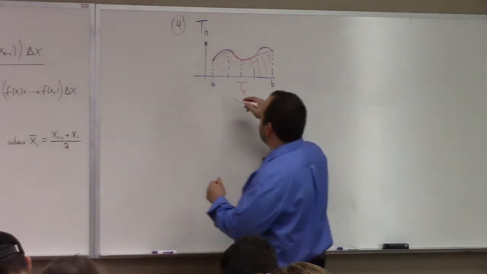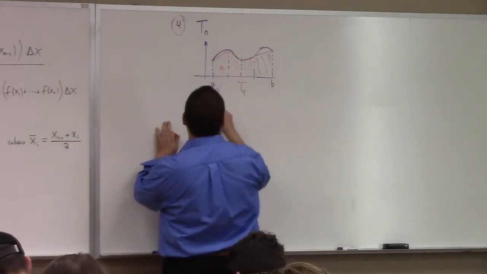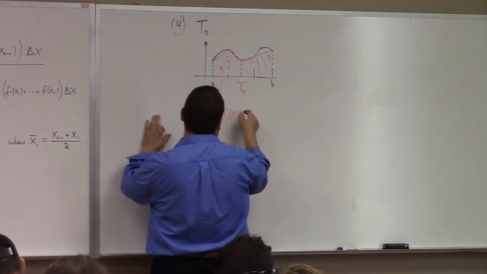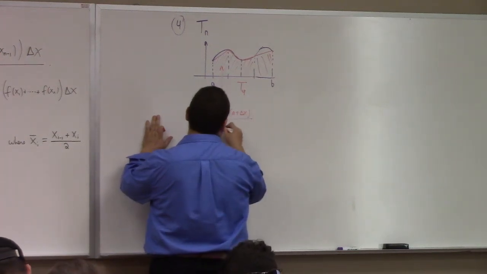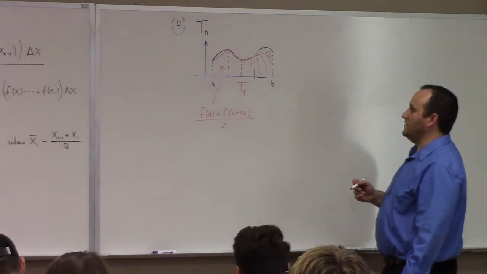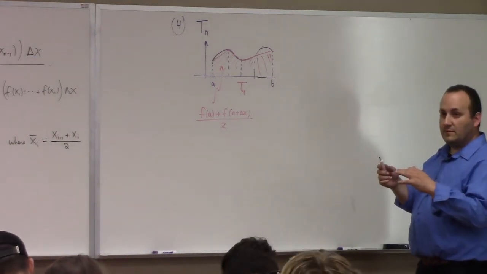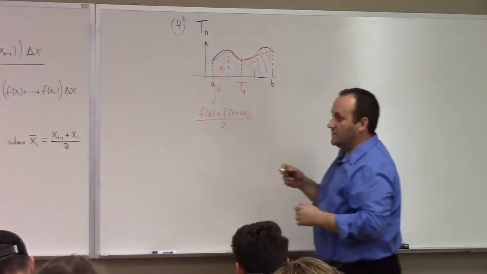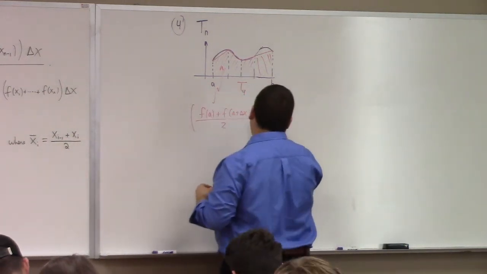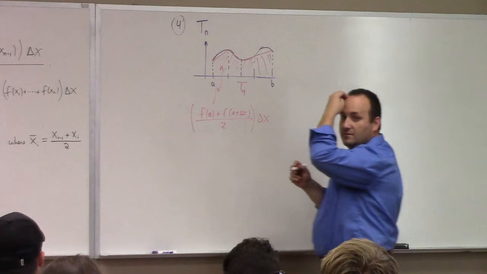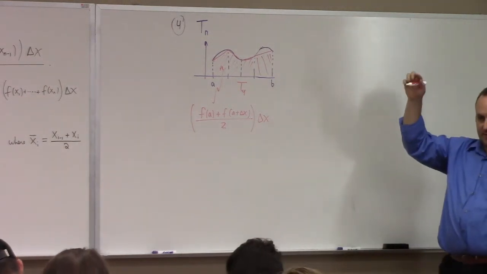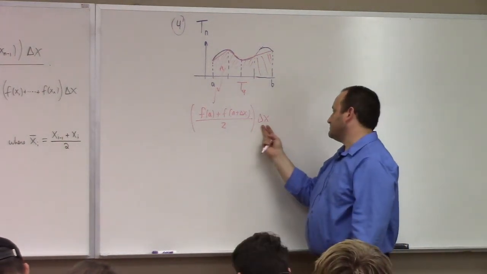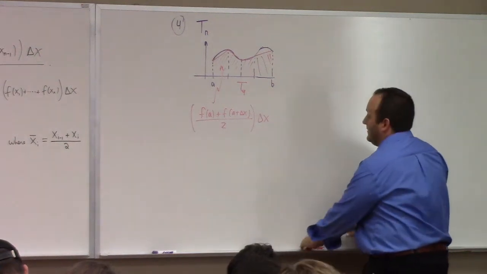Now, what's the area, for example, of this one? You do f of a plus f of a plus delta x, and you divide it by 2. That gives you the average of these two values. This times delta x will give me the area of that trapezoid. You take the average of the sides and multiply by the width. If you don't believe me, you can imagine, with a green marker.